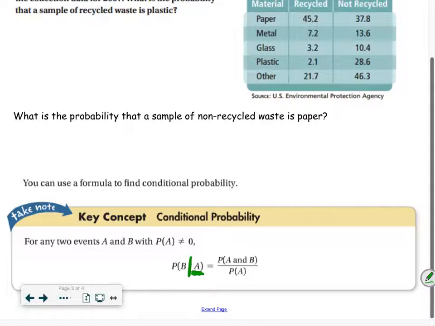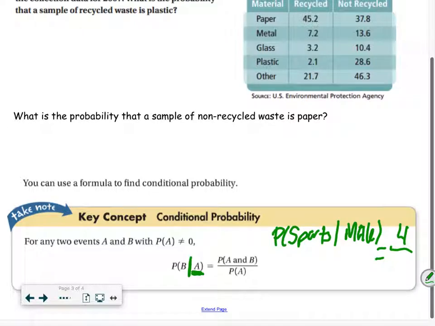So let's say the probability of you being in sports given that you are a guy, just in this class. The first one, we would say what's the probability of being in sports and being a male. So males in here, raise your hand if you're in sports. One, two, three. So there are 4 guys that are in sports.